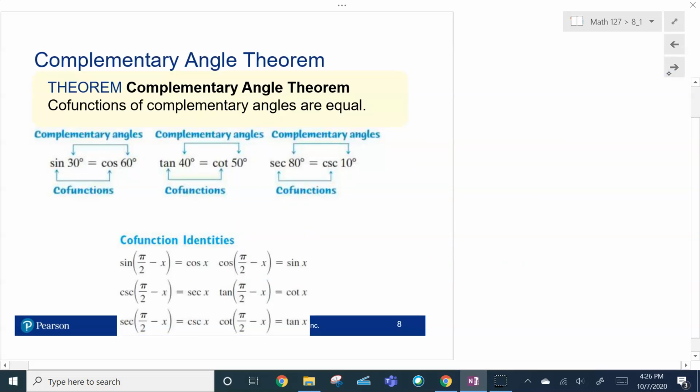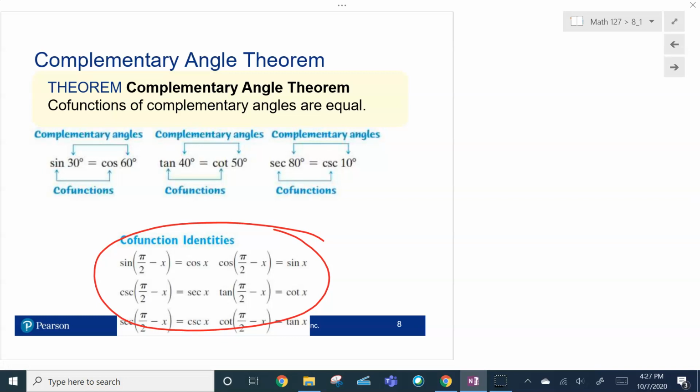So the complementary angle theorem just says the cofunctions of complementary angles are equal, right? Complementary angles meaning they add up to 90 degrees, so the sum is 90 degrees. So if you remember the cofunction identities, right? Sine of 90 degrees minus x is cosine of x. Right, that's what these are saying. So if they're complementary angles, then using those cofunctions would be equivalent, right? And you see those listed here.